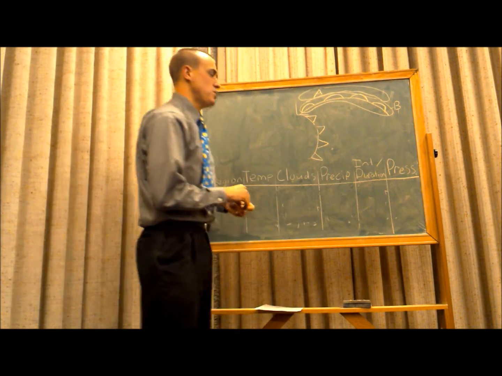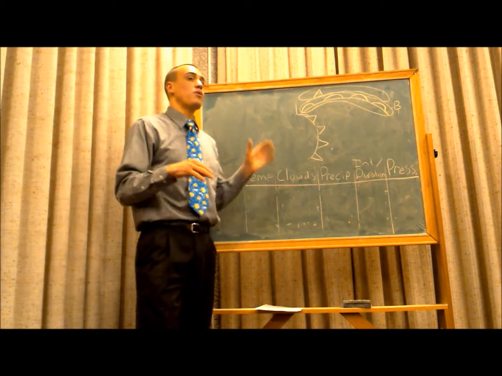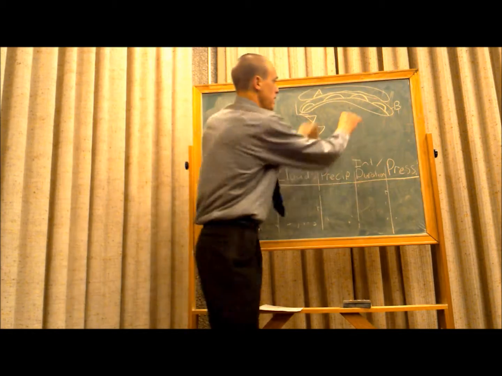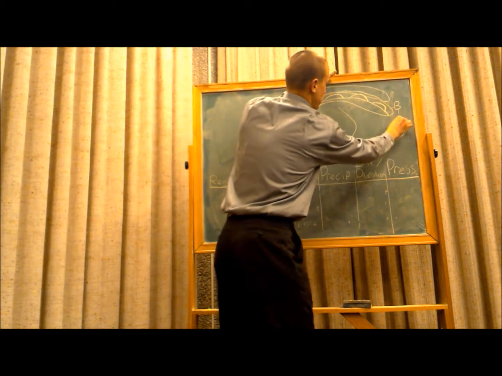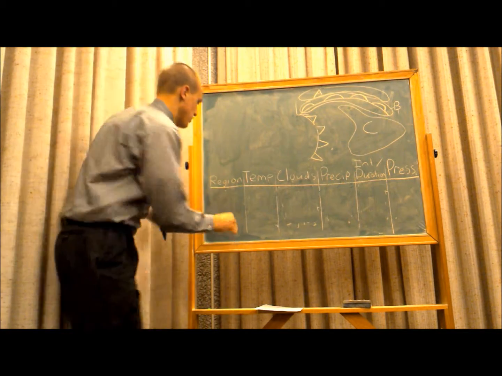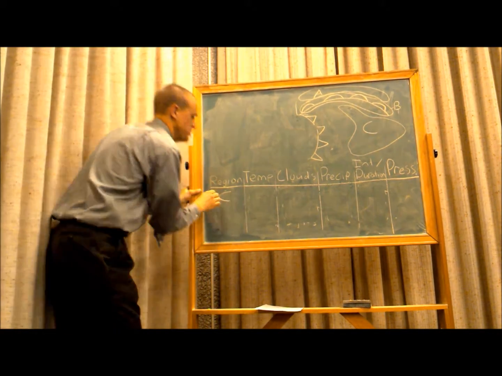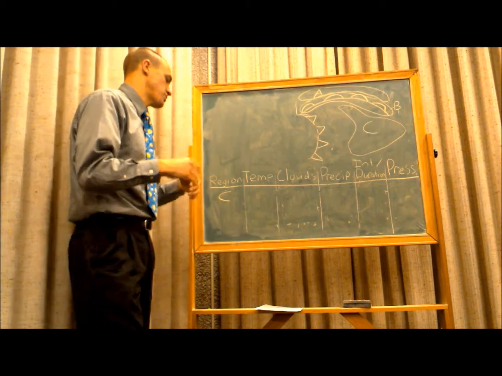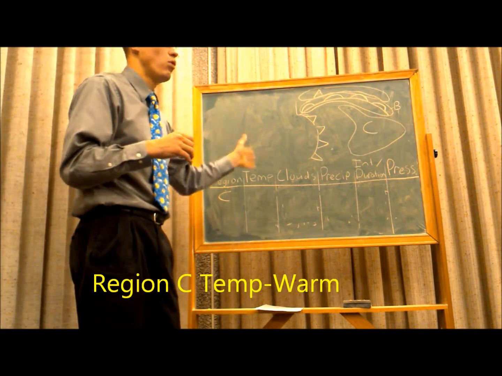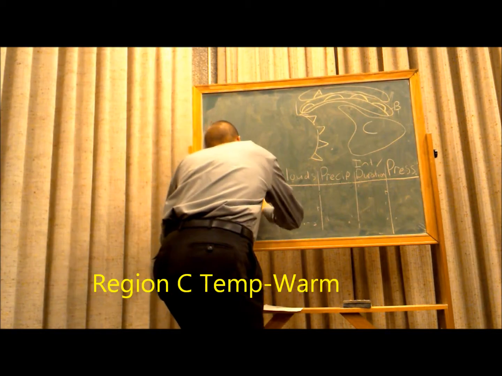All right, so Section C is when the warm front has moved past an area. And it's a pretty big region here. It consists of all of this, all right? That's Section C. Okay, so I'm going to label it here, Section C. Now the temperature of Section C is warm because the warm front has moved through the area.